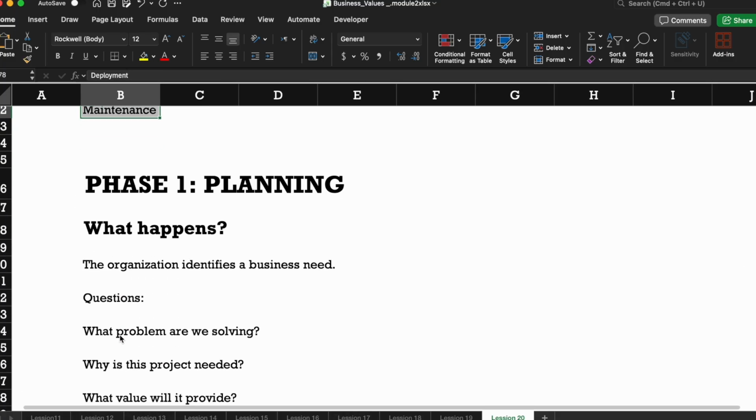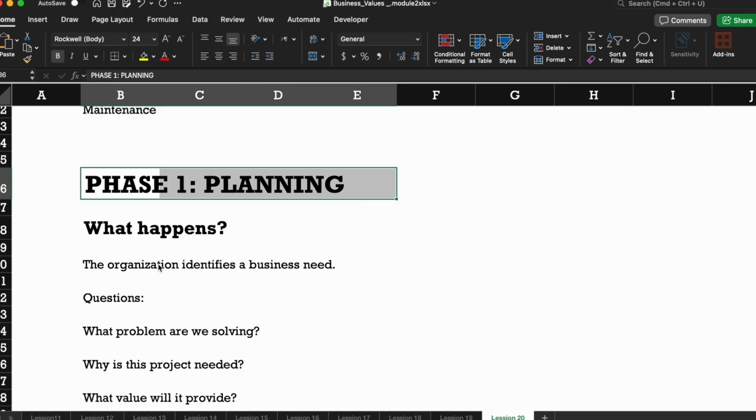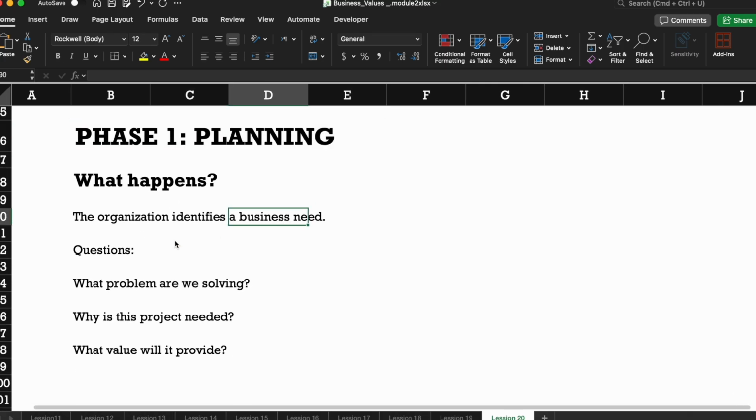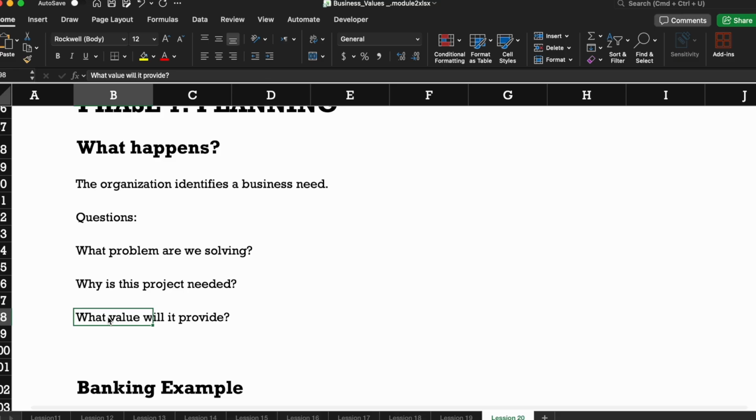Okay, these are the 6 phases. Phase number 1, planning. What happens? The organization identifies the business need. Questions: what problems are we solving? Why is the project needed? What value will it provide, right?